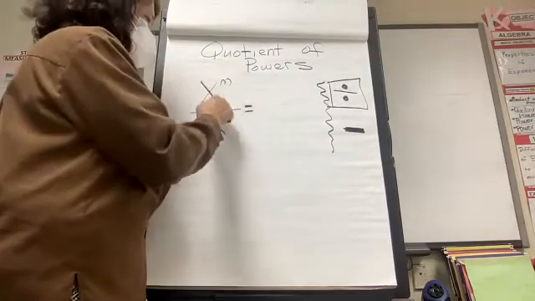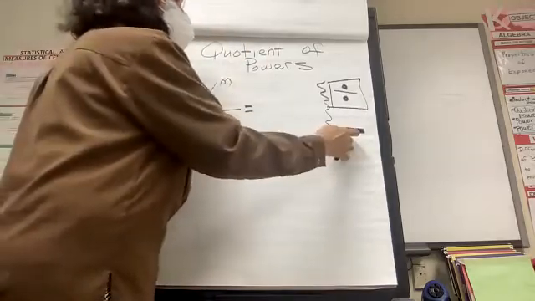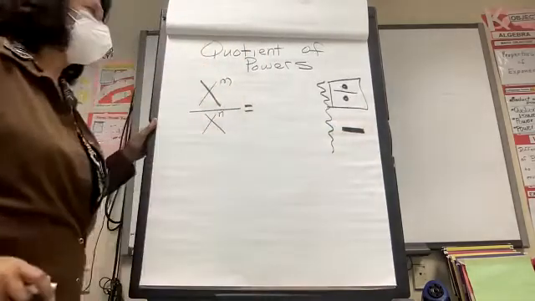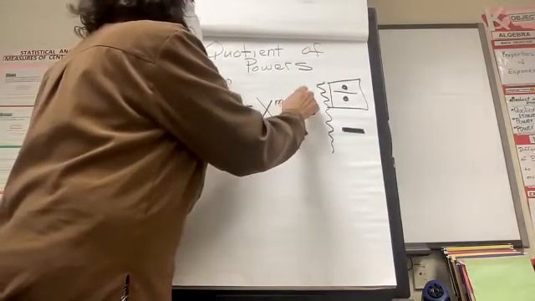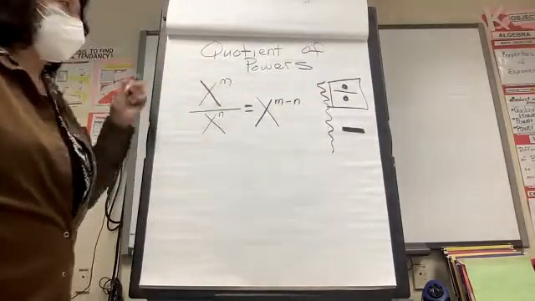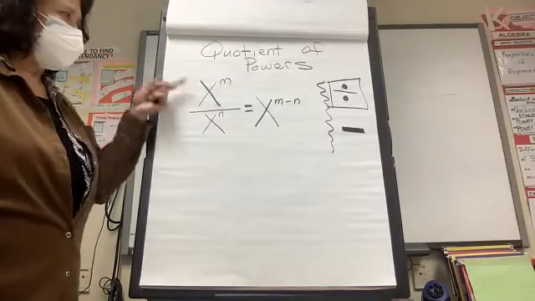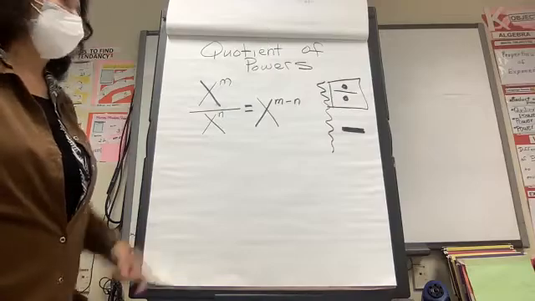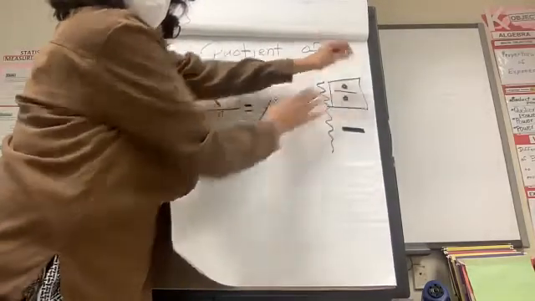So x to the m divided by x to the n is a division problem, but the powers are obstinate. They do what they want to do. So that would be x to the m minus n. Because the powers don't do what the problem is doing. The problem is dividing, but the powers say, I don't want to divide, I want to subtract.